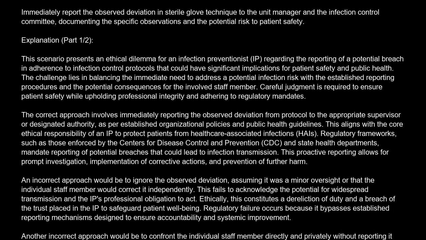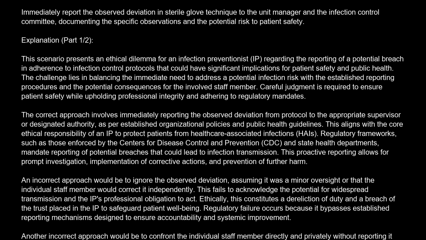The correct answer is C. Immediately report the observed deviation in sterile glove technique to the unit manager and the infection control committee, documenting the specific observations and the potential risk to patient safety. Explanation. This scenario presents an ethical dilemma for an infection preventionist, IP, regarding the reporting of a potential breach in adherence to infection control protocols that could have significant implications for patient safety and public health.